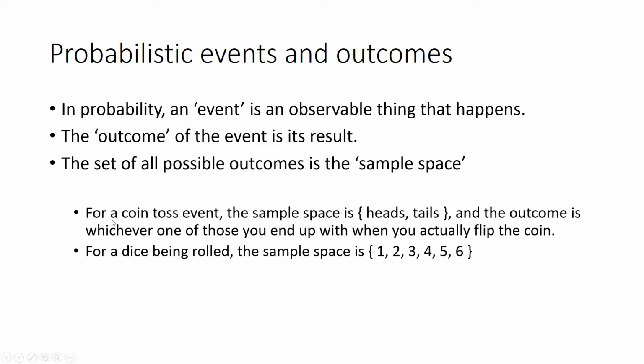So for example, if you have an event which is a coin toss, then the sample space is only two outcomes, heads or tails. And the actual outcome you get is whichever one of those you end up with when you actually flip the coin. But for a dice being rolled, the sample space would have six possibilities in it.